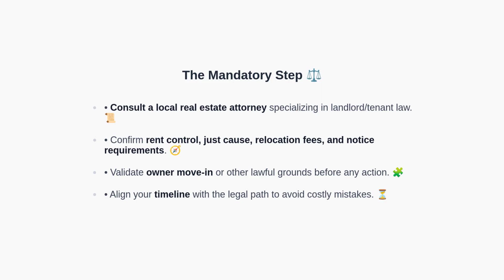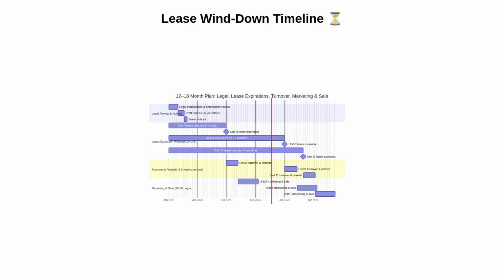With the legal foundation set, let's visualize how a lease wind-down could look on a timeline. This Gantt-style timeline shows the sequence. First legal review, then issuance of compliant notices, followed by staggered lease expirations by unit, turnover, and light refresh work, and finally the marketing and sale phase.